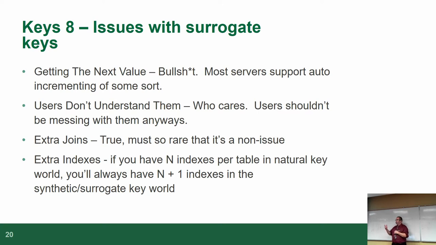Some of the older database guys will talk about that. If you ever have to deal with one of these crusty guys, I'm talking people before my time, they'll say users don't understand them. They don't understand why Jane Doe is now number 44. Why is Jane Doe 44 as opposed to John Doe 44? Why is that person 44? Who cares? I don't care if you understand why I have a surrogate key or not. They shouldn't even be looking at them. Shouldn't even see them. Now, sometimes you get a surrogate key that is publicly visible.